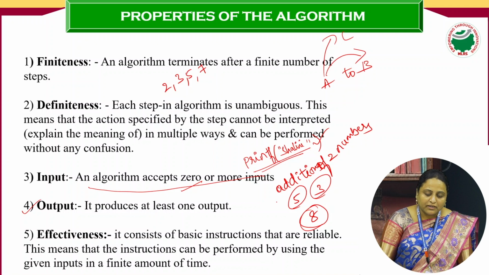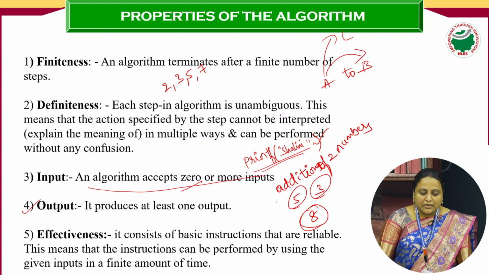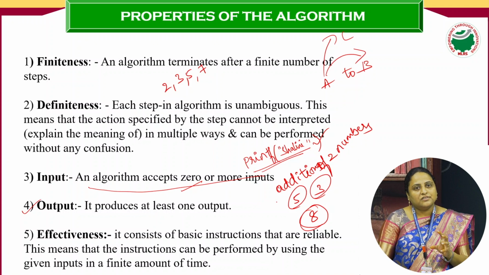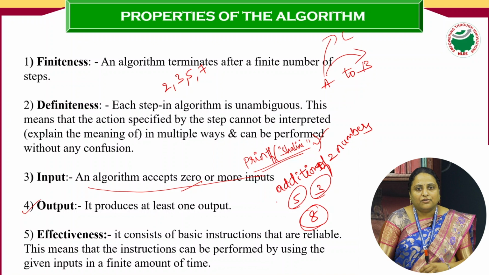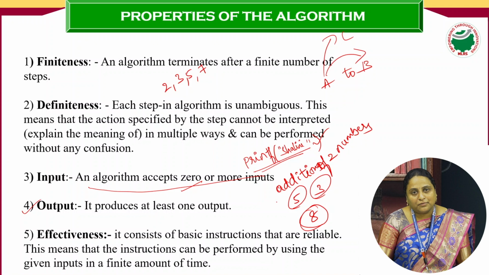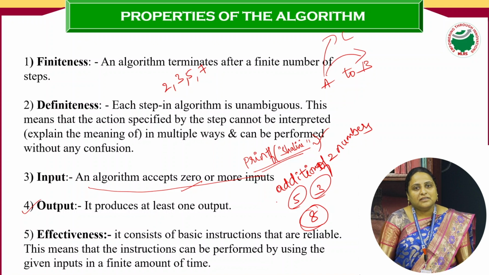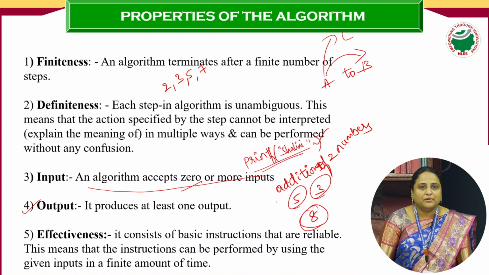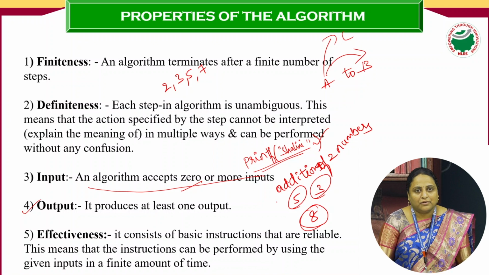And coming to the next property, effectiveness. The meaning of effectiveness is that the instructions designed in the algorithm should be very basic and reliable. They should be easy to understand, because the main purpose of writing an algorithm is to make it easy for the programmer to write the program. So you should not have complex instructions in the algorithm. These are the things we should consider whenever we develop an algorithm.